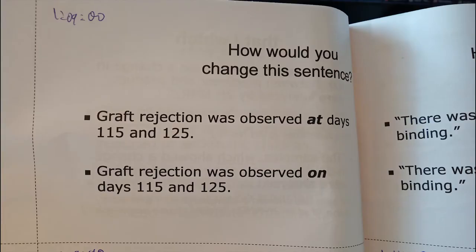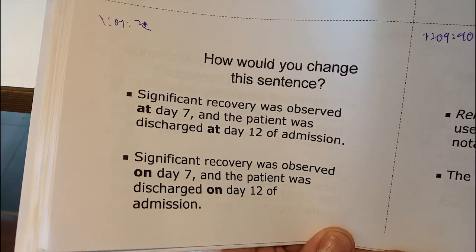Graft rejection was observed at day 115 and 125. Do we like this? We do not, because a day should be on. It's on a day. It's only at a time. Significant recovery was observed at day 7. On day 7.